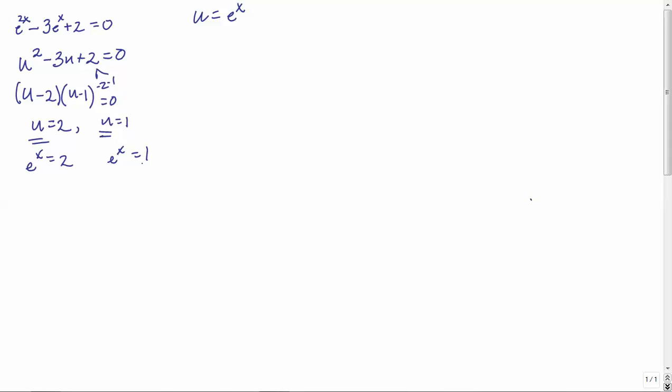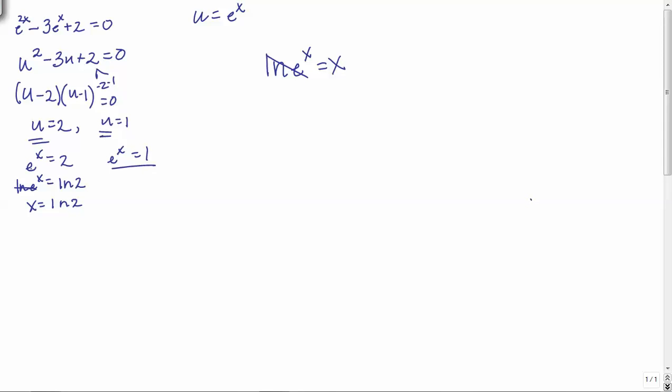Once we're at this level, it's really easy just to take the natural log of something. We know this rule here. If you have natural log of e to the x, that just equals x. The natural log and e cancel out. So if we take the natural log of both sides for this equation, we're going to end up with natural log of e to the x equals natural log of 2. We know that natural log and e are going to cancel out. X equals the natural log of 2.